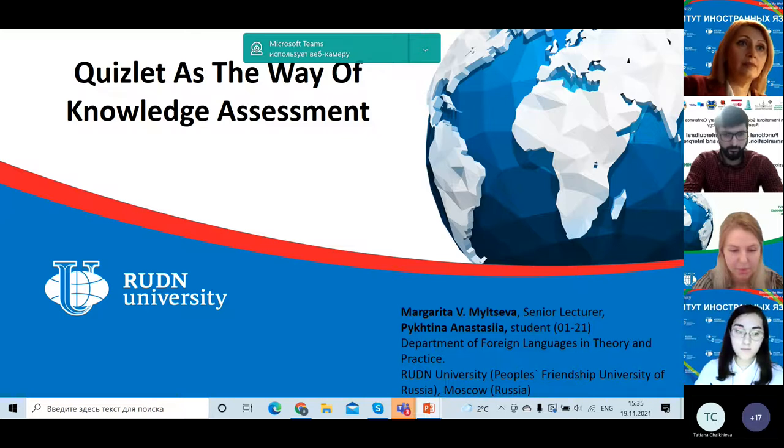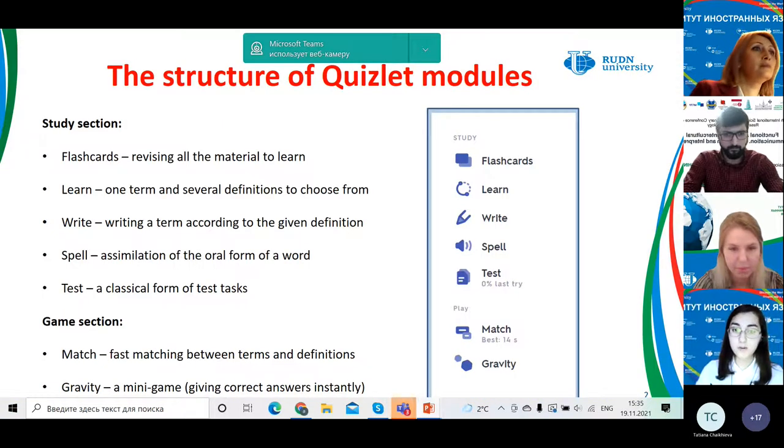To begin with, the structure of the Quizlet model is on the slide. You can see that it consists of two sections, the study section and the game section. The study section includes flashcards, learn, write, spell, and test regimes. The game section offers match and gravity. They are small mini games.